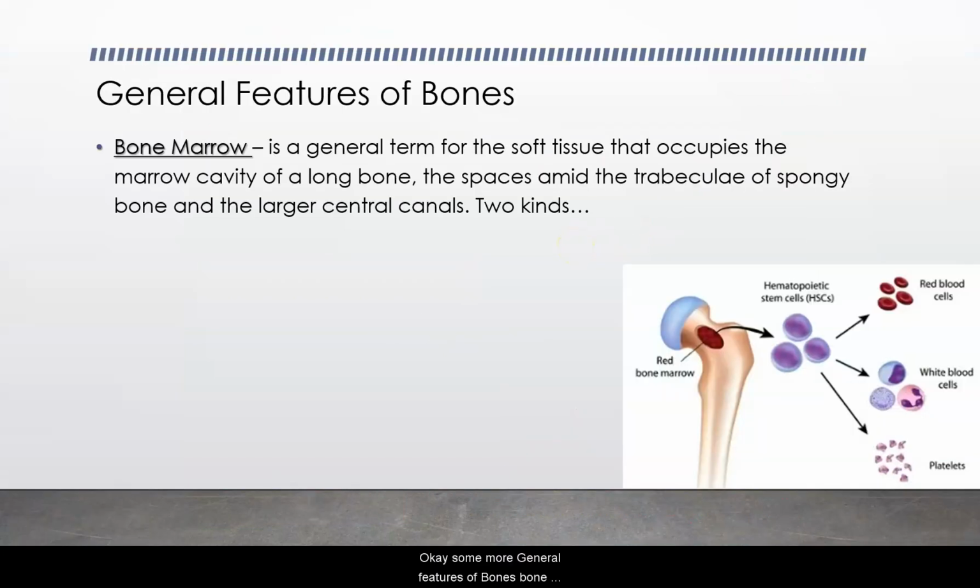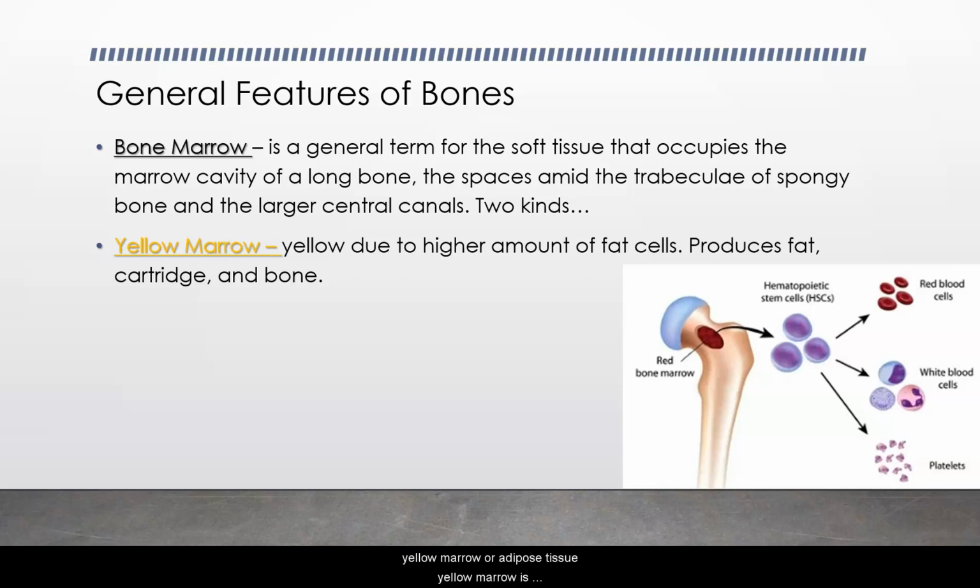Okay, some more general features of bones. We'll talk about bone marrow here. Bone marrow is a general term for the soft tissue that occupies the marrow cavity of a long bone, the spaces amid the trabeculae of spongy bone, and the larger central canals. There are two kinds. The first is yellow marrow, or adipose tissue. Yellow marrow is yellow due to the higher amount of fat cells that you'll find in it.